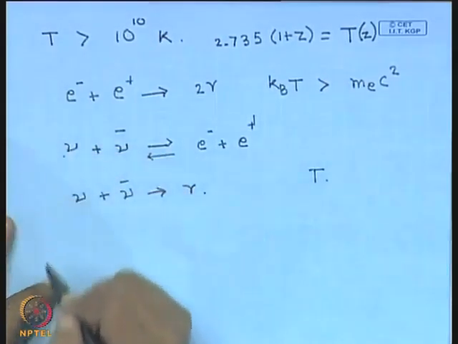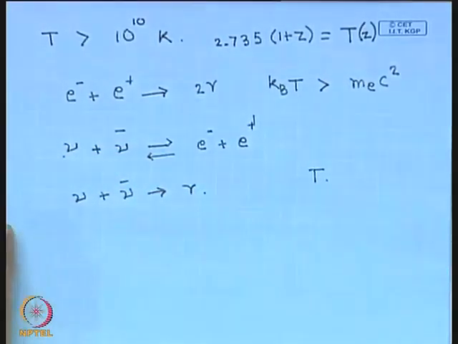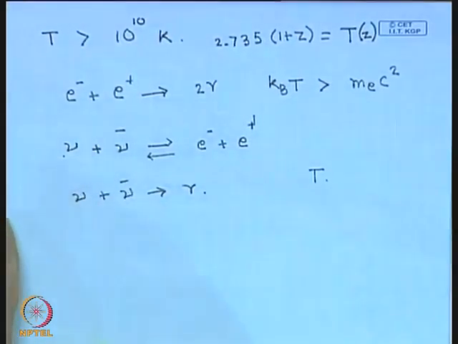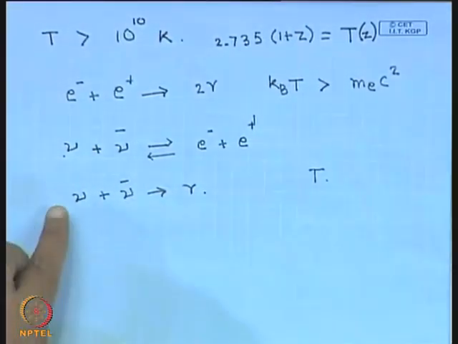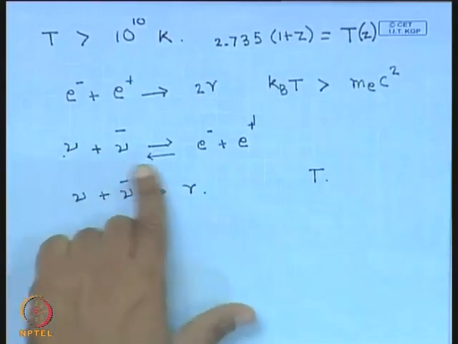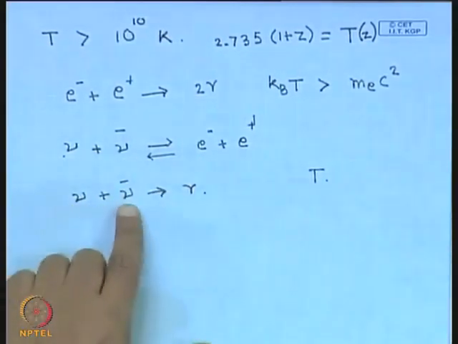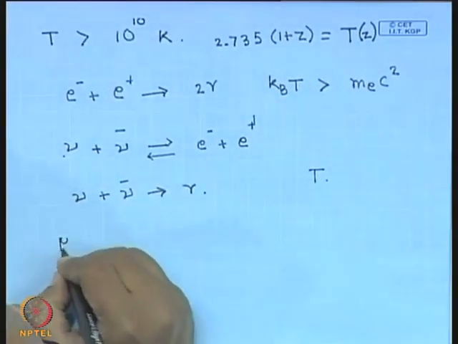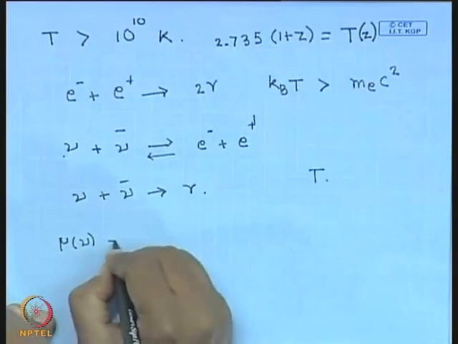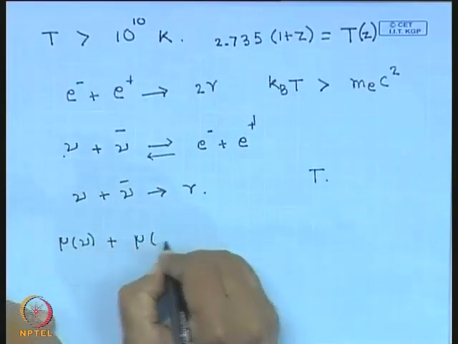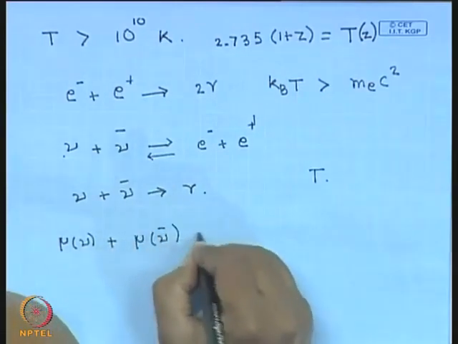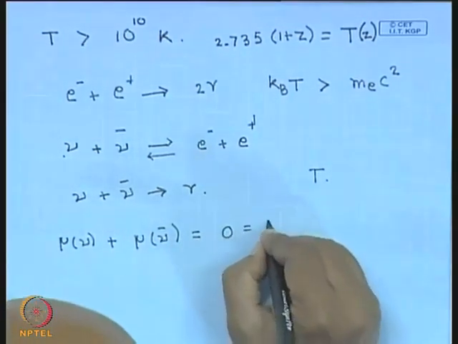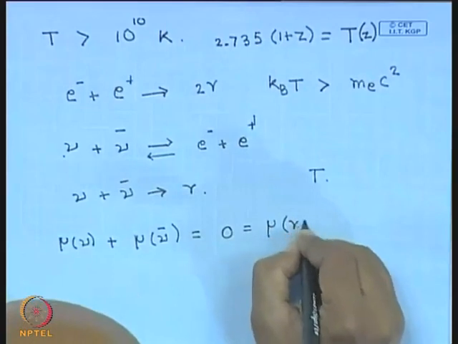Now there are two things that you require to describe the entire state. One is this, and the other is the chemical potential. Now if you have a chemical reaction like this, and it is in thermal equilibrium, then we know that the chemical potential of the neutrinos plus the chemical potential of the antineutrinos should be equal to 0, which is the chemical potential of the photons.